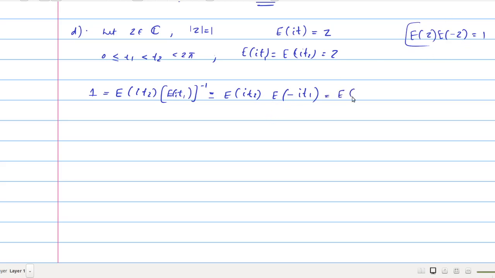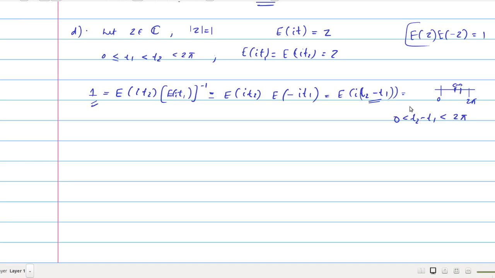So this can be written as E of i(t2 minus t1). By comparing these two, you can get that this is equal to 1. Okay, but this is a contradiction. So we get 1 is equal to E of i times (t2 minus t1). What is the property of this t2 minus t1? t2 minus t1 is always greater than 0 because t2 is greater than t1, and t2 minus t1 can never be 2π, because these two values are in between 0 and 2π.